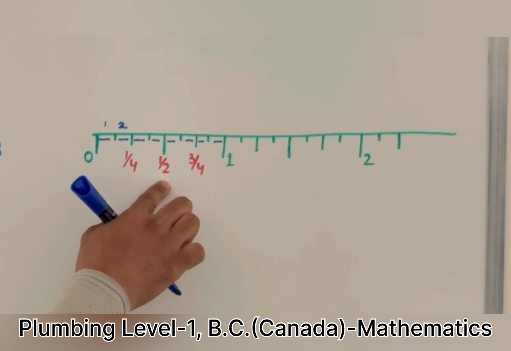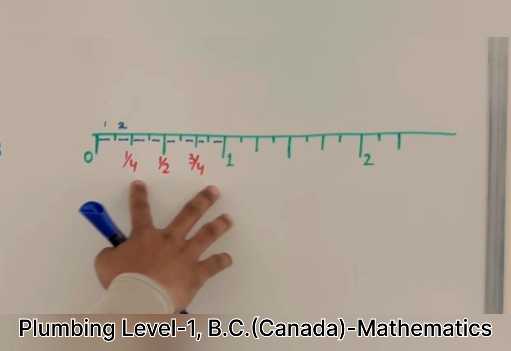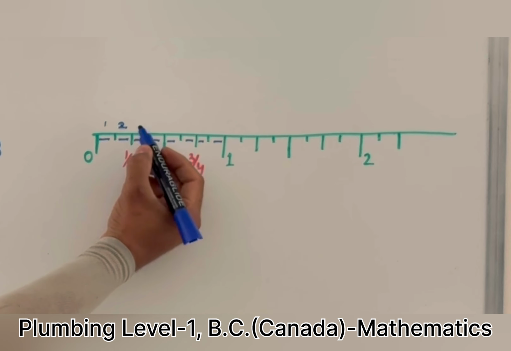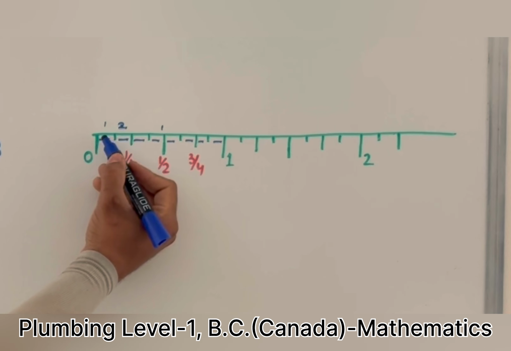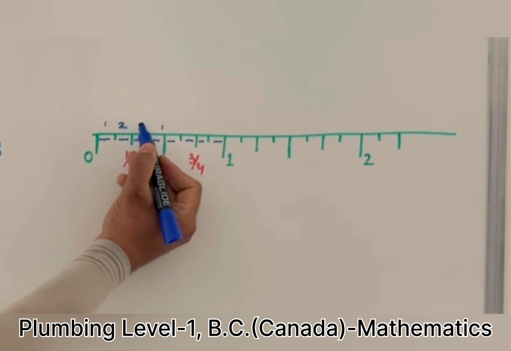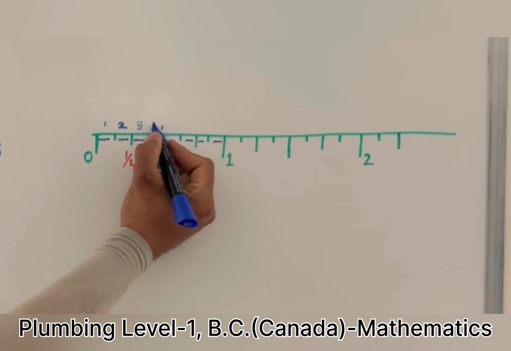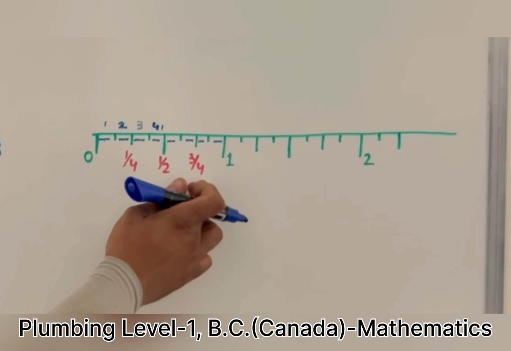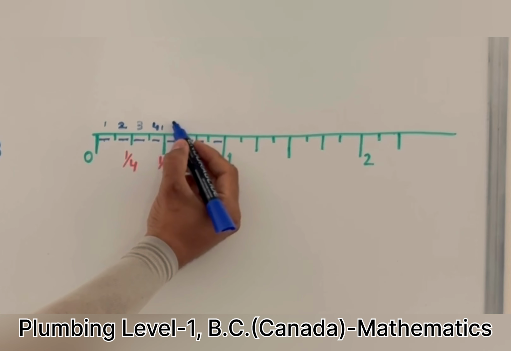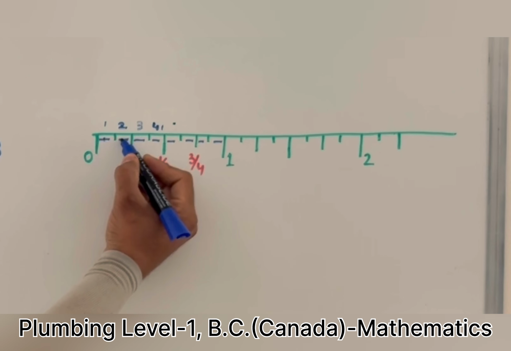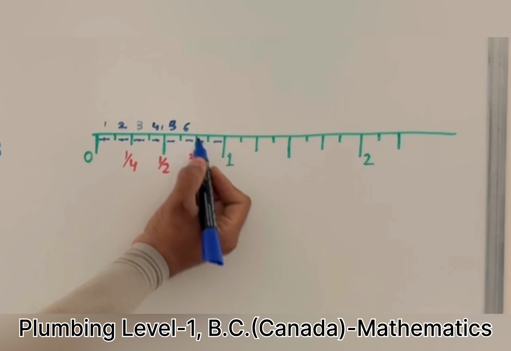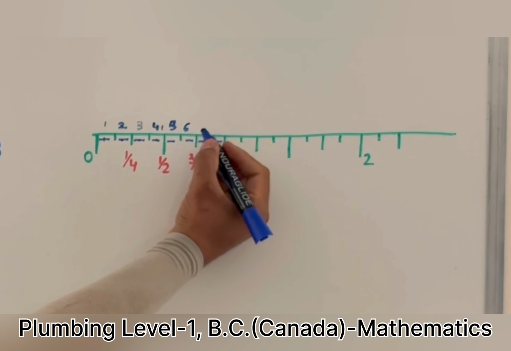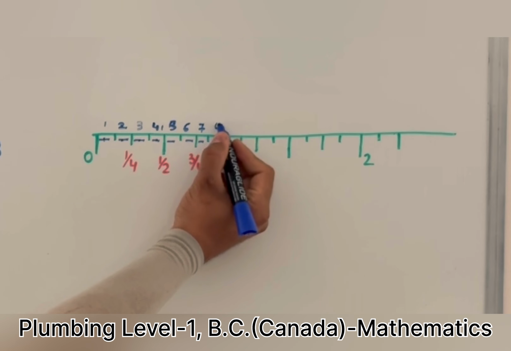And in half of an inch, there are 4/8. So if you take up to here, you have 1/8, 2/8, 3/8, 4/8, and in 3/4 of an inch you have 6/8. So 1/8, 2/8, 3/8, 4/8, 5/8, and 6/8. And in a full inch you have 8/8.